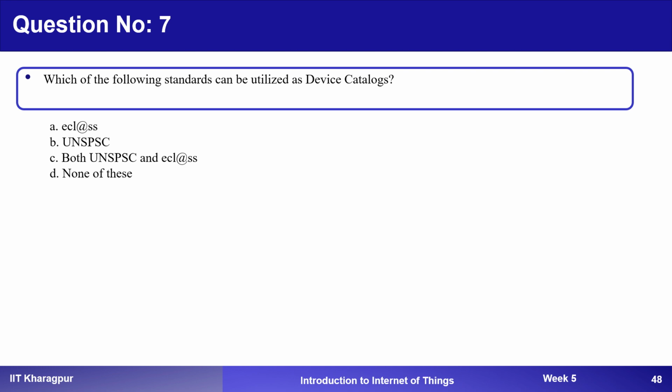So in order to overcome these issues, researchers have provided various methods to provide identification to IoT devices. These are two of the methods or standards provided by the researchers: one is UNSPSC and the other one is ECLASS. So the correct option for this is C.